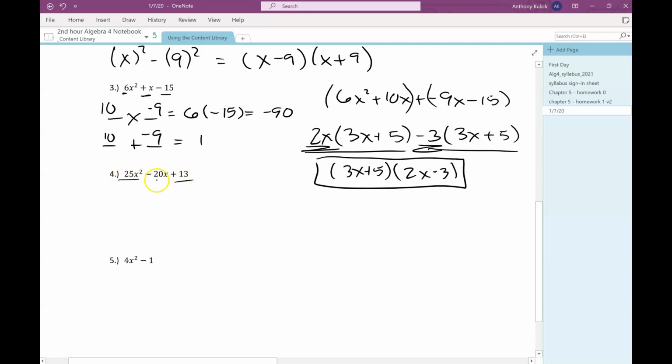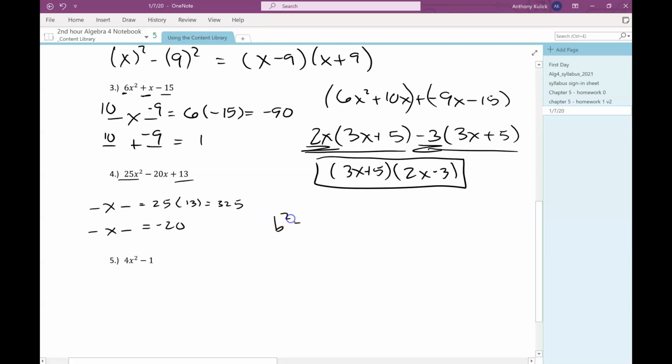Four, very similar to the previous problem. So I need to find 2 numbers that multiply to give me 25 times 13. I think that's 325. And then add to give me -20. Now 325 is a big number. It has kind of a lot of factors in it. Not that many factors, but enough to where you try this and maybe you can find one, maybe you can't. I've been looking at it for a while. I'm not really sure. Maybe it's not factorable.